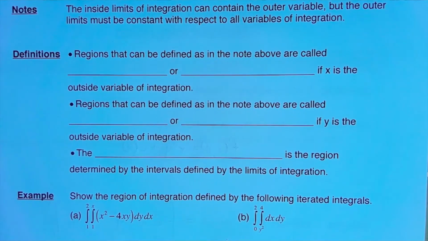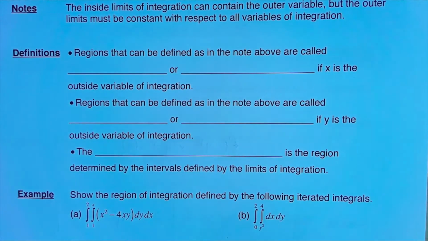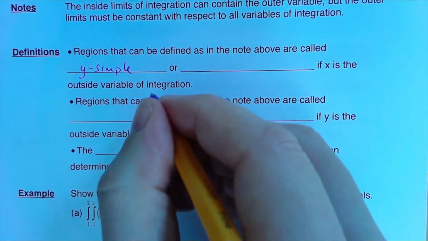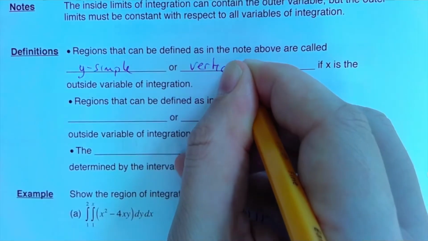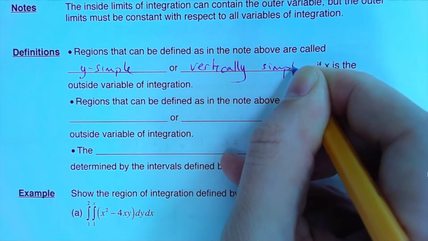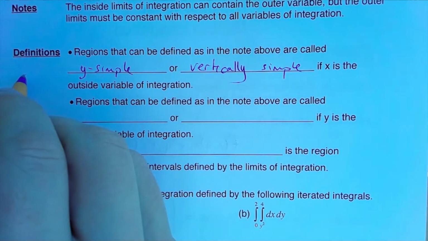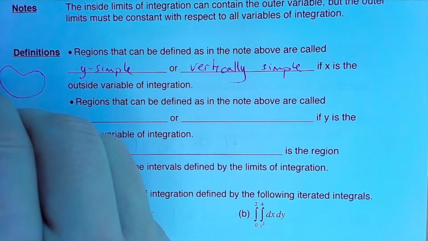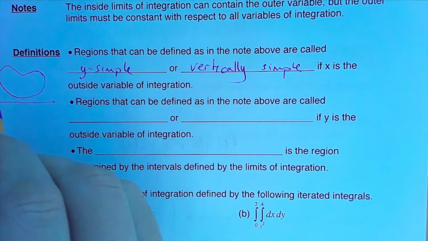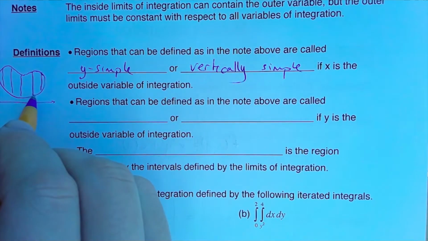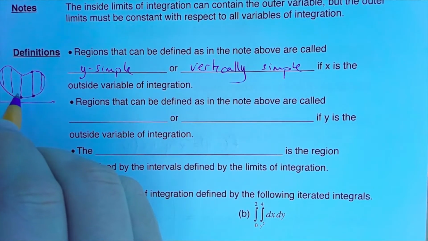So regions that can be defined as in the note above are called y-simple or vertically simple. We're going to prefer vertically simple if x is the outside variable. So an example of a y-simple region would be like that, because vertically it's always easy to define. Y goes from here to there, y goes from here to there.